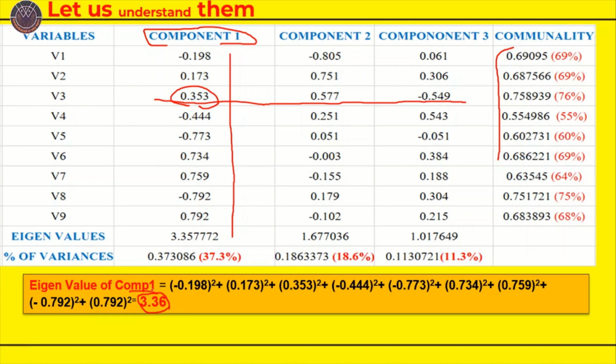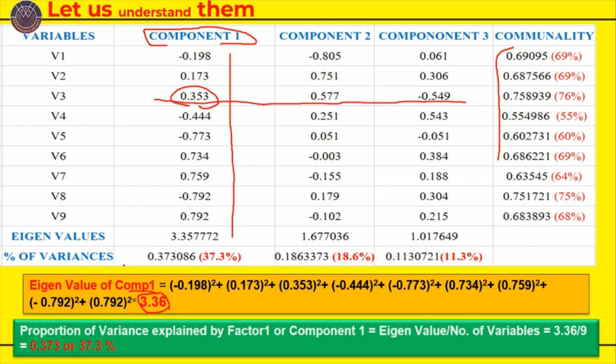So this is the eigenvalue, and to get the amount of variance explained by that particular factor for the given set of variables, you can use this formula: proportion of variance explained by factor 1 or component 1 equals eigenvalue divided by number of variables. In this particular case, you have got 3.36 and the number of variables is 9. If you divide it by 9, you will get a value of 0.373. And if you convert it into percentage, you will get 37.3. So this particular component or factor is explaining 37.3% variance for this entire construct, or the entire set of variables.